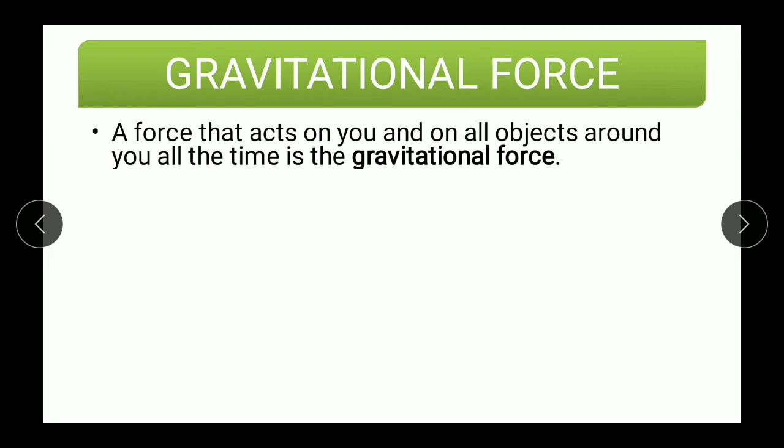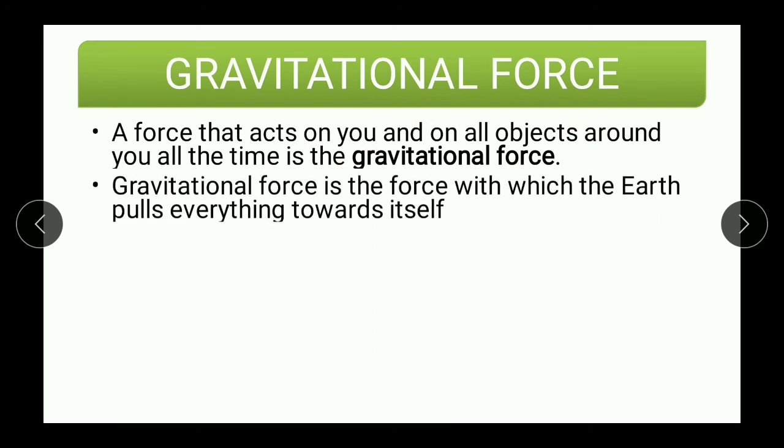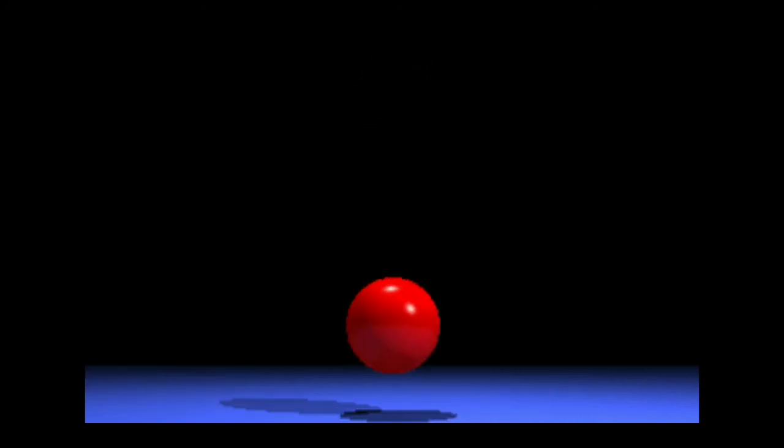A force that acts on you and on all the objects around you all the time is called gravitational force. Gravitational force is a force with which the earth pulls everything towards itself. You can get the evidence of this gravitational pull if you try to throw a ball in an upward direction. What you notice is that after reaching a certain height, the ball starts coming downward. Why does this happen? Obviously because of gravitational force.